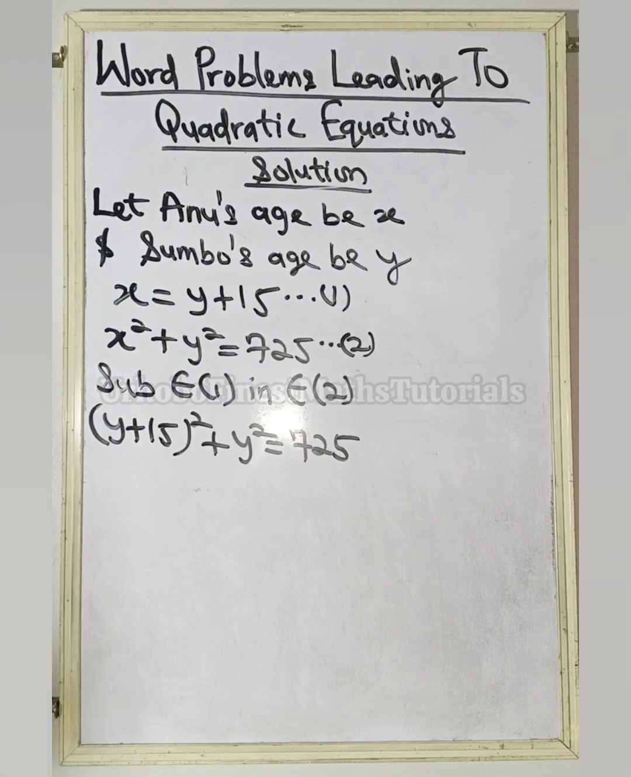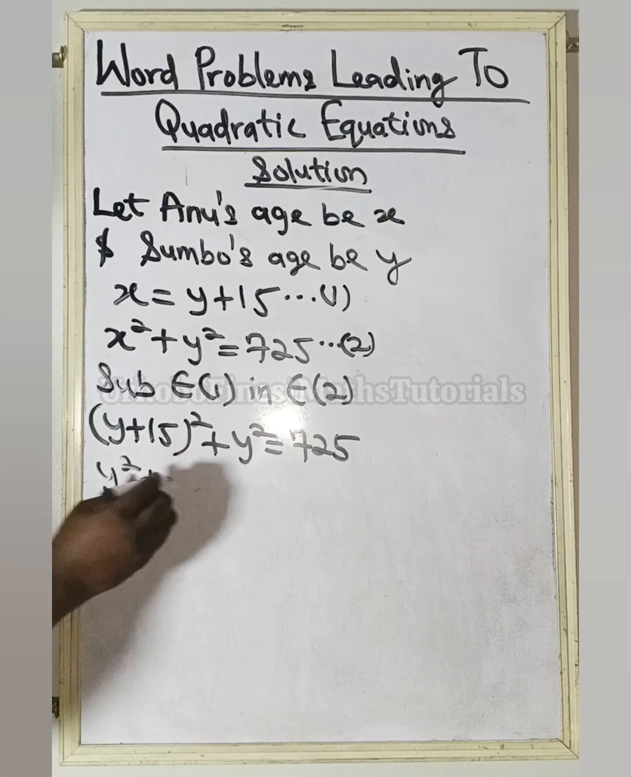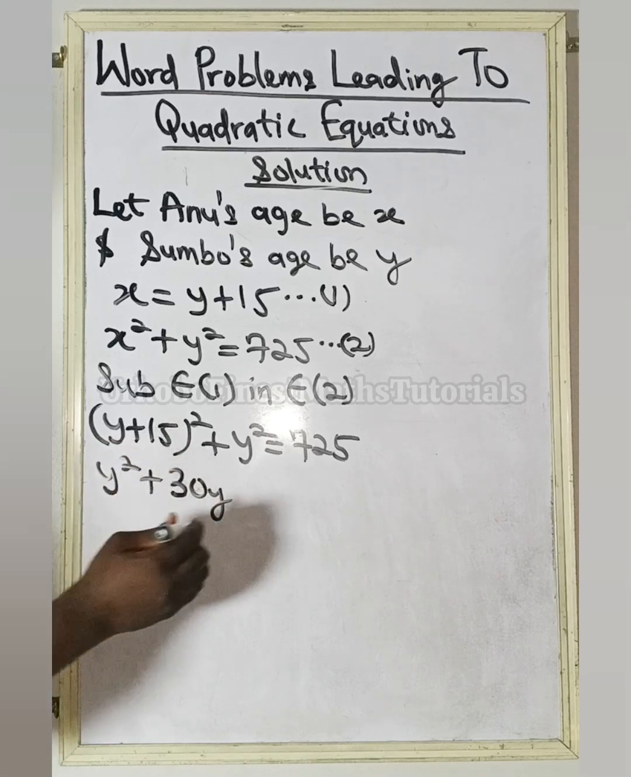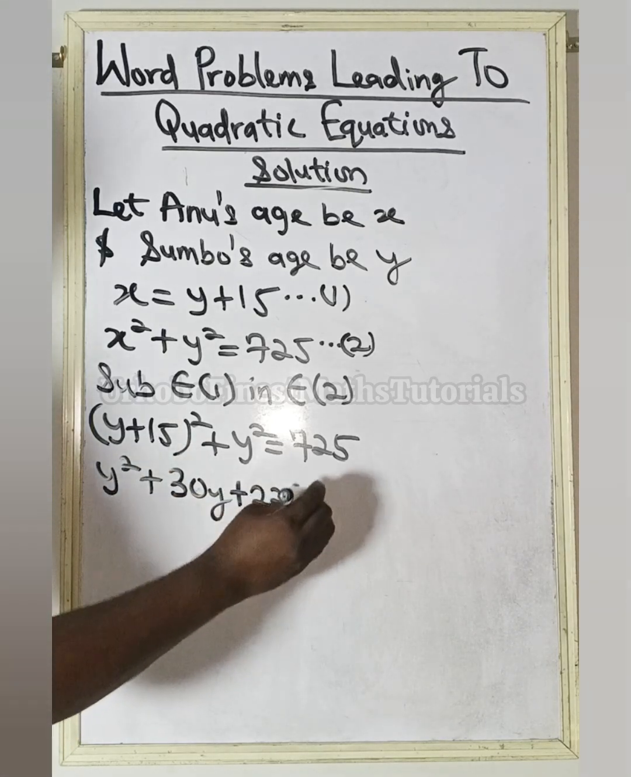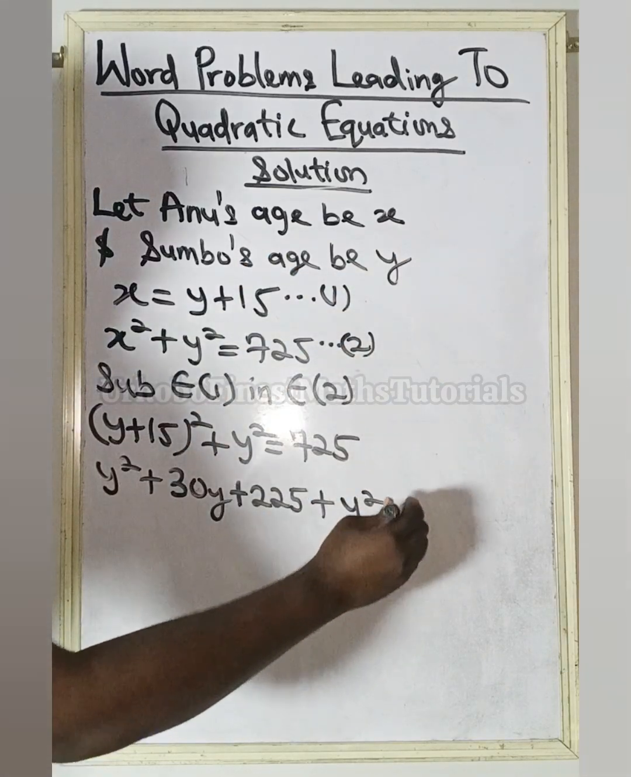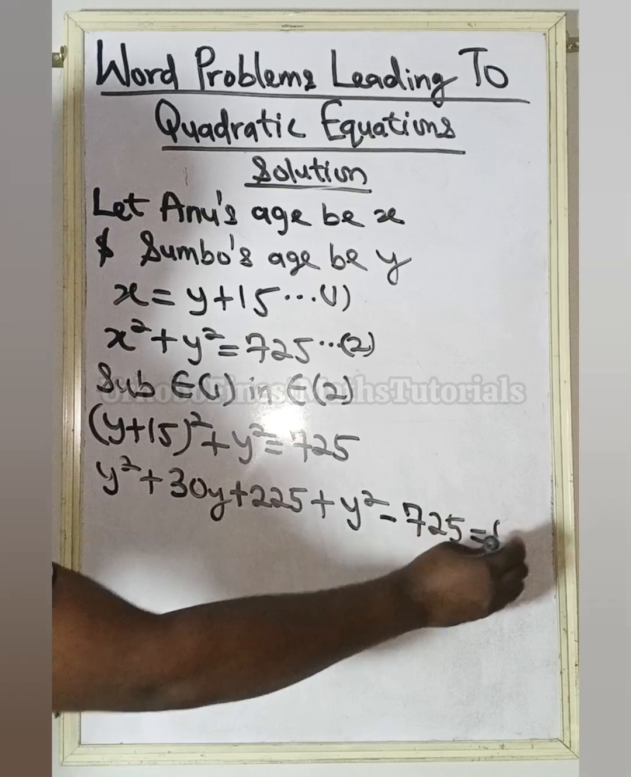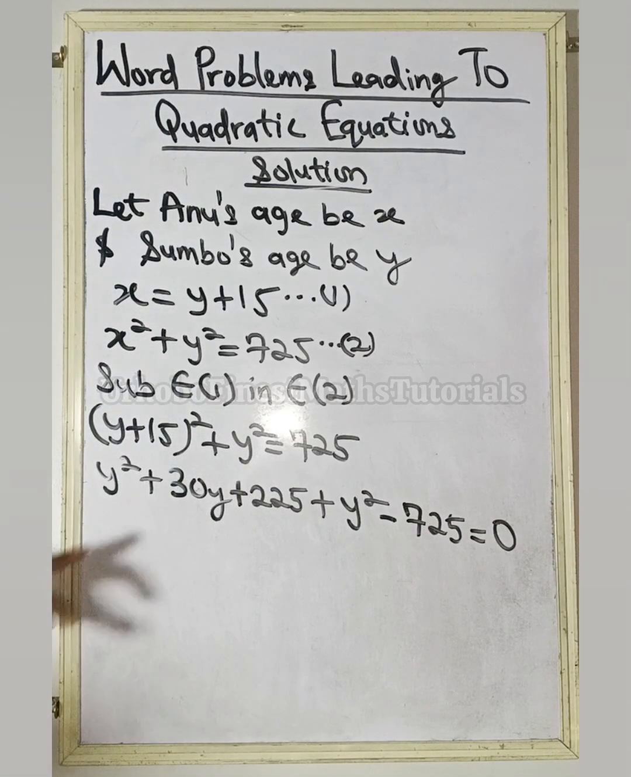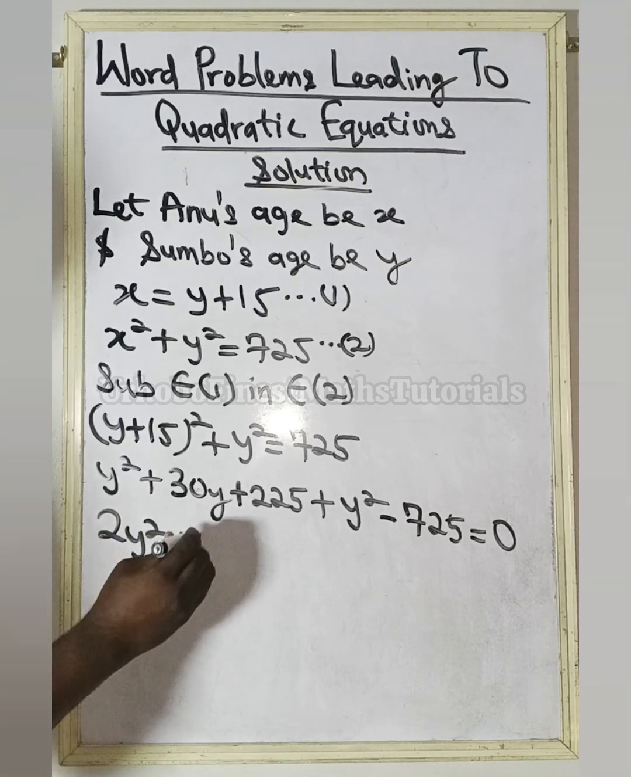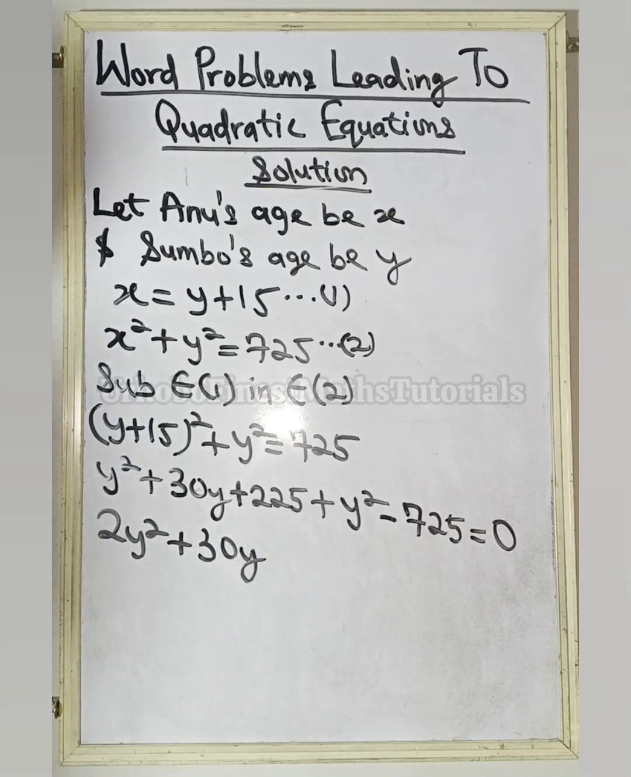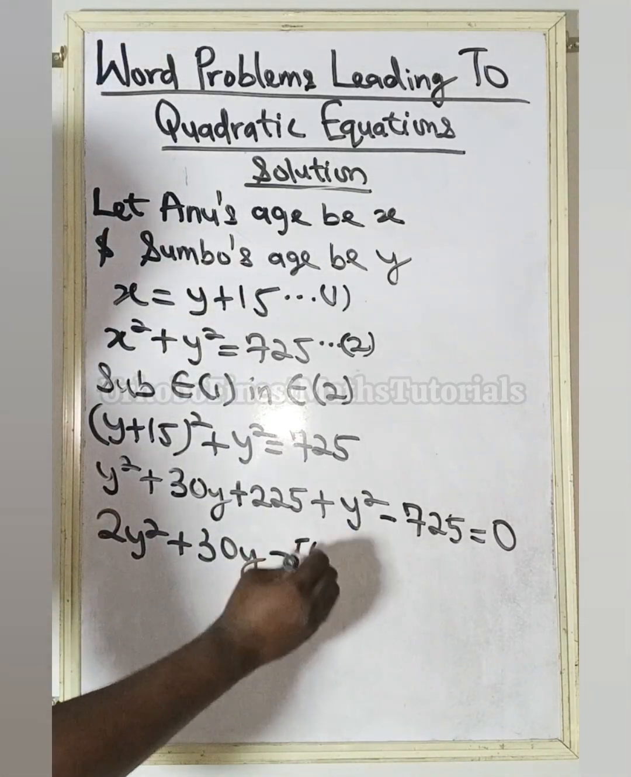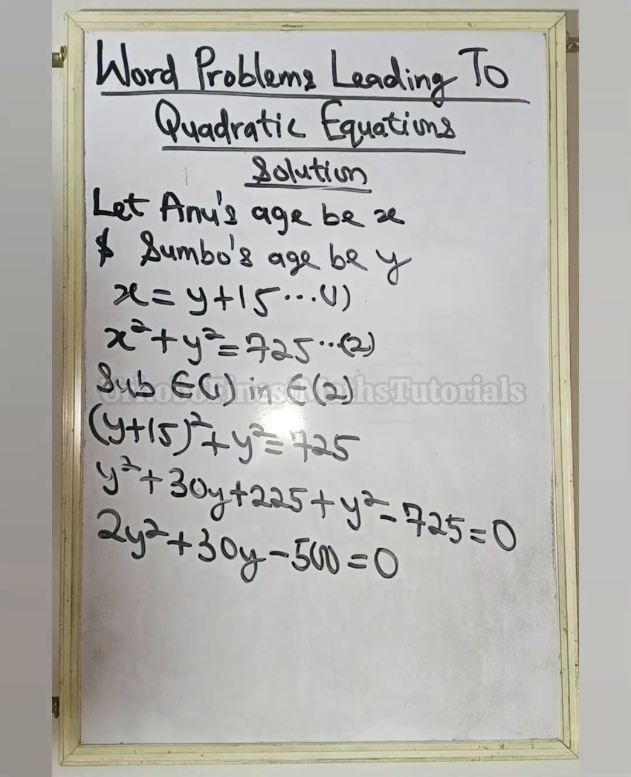To do that, you square the y, it becomes y squared, plus y times 15 is 15y, times 2, that's 30y, and then the square of 15 is 225, plus y squared. Now 725 will cross the equal sign to become minus 725. Then you're left with 0 on the right hand side, okay? So y squared plus y squared will give you 2y squared plus 30y. Now plus 225 minus 725 will give you minus 500. You are left with 0 on the right hand side.